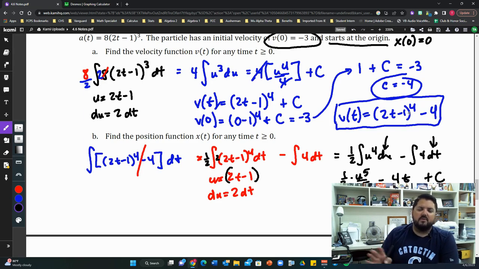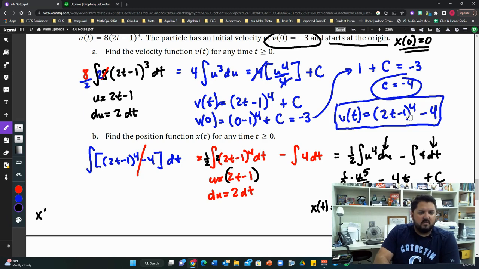Technically speaking, those differentials act differently with different variables inside of there. So what this becomes then is (2t - 1)^5 over 10, minus 4t, plus c. So that is my position equation, the general solution to it. And now, just like before, we're going to use our initial position to help us solve for that c value. So let me do that over here.